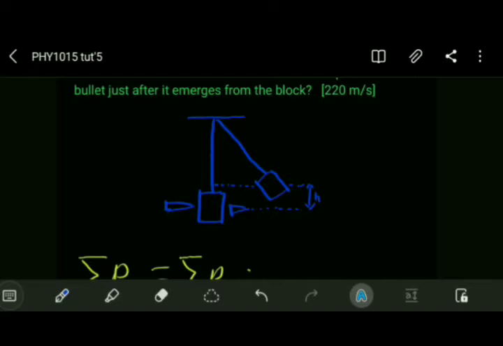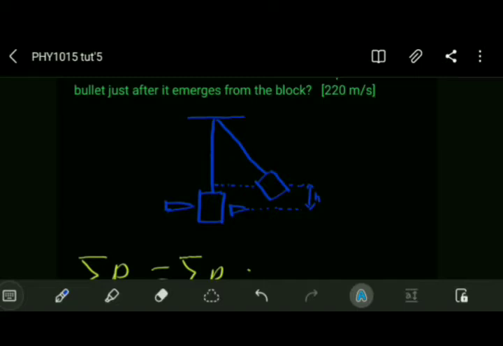As it moves from rest here, it's going to gain kinetic energy, which is later converted to potential energy. So energy is conserved here. Momentum also just has to be conserved.